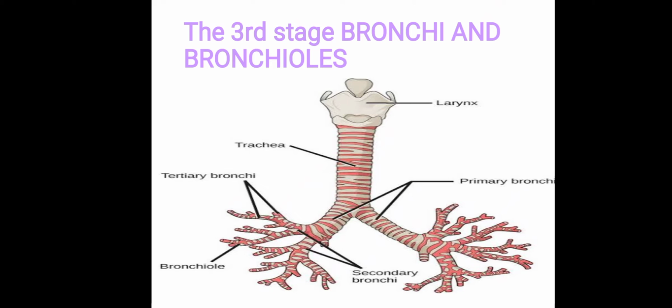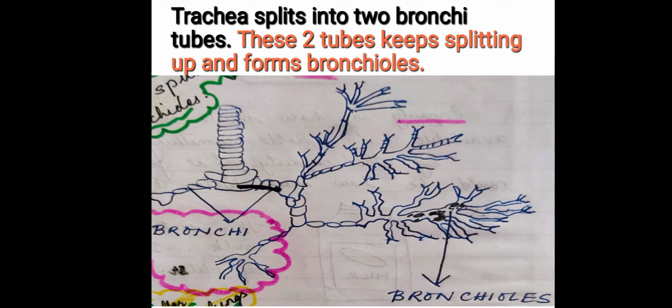The third stage is bronchi and bronchioles. After the larynx, after the trachea, then we have the bronchi over here, and this further divides into bronchioles. Let us learn then. The trachea splits into bronchi tubes. These two tubes keep splitting up and form bronchioles. So from the trachea, then you have bronchi over here, and this keeps on dividing further to form bronchioles.